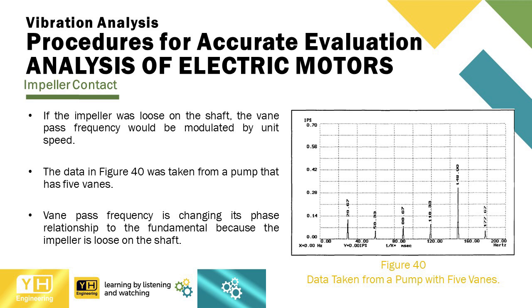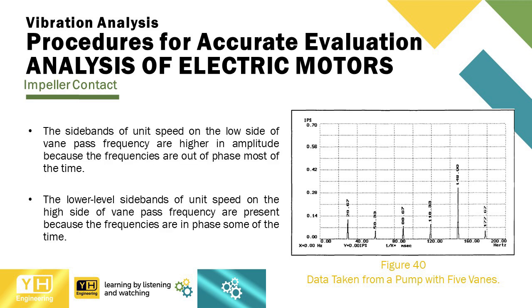Vane pass frequency is changing its phase relationship to the fundamental because the impeller is loose on the shaft. The sidebands of unit speed on the low side of vane pass frequency are higher in amplitude because the frequencies are out of phase most of the time. The lower level sidebands of unit speed on the high side of vane pass frequency are present because the frequencies are in phase some of the time.